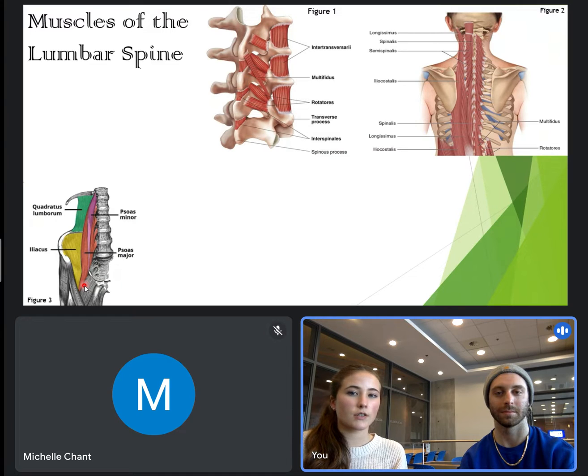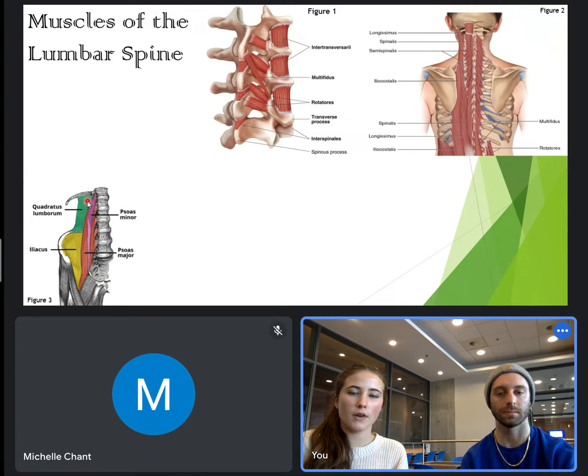And its function is to flex and laterally flex the vertebral column, the lumbar vertebral column. We also have the psoas minor right here in purple, and it originates on the body of the T12 and L1 vertebrae, and it inserts on the ilium and the superior pubic ramus. And its function is to also flex and laterally flex the lumbar vertebral column.